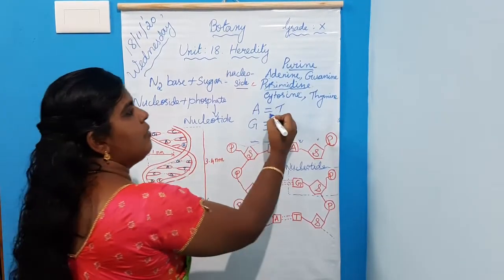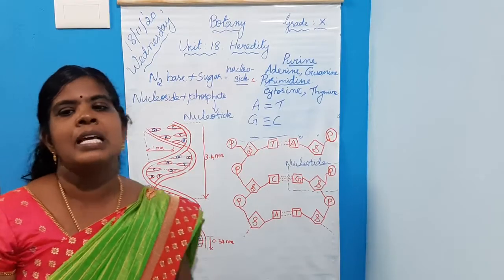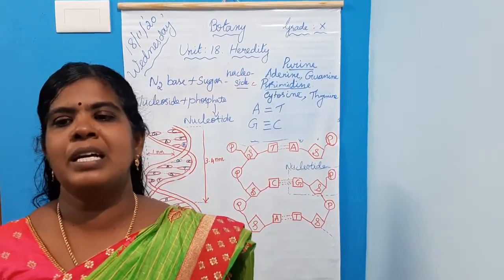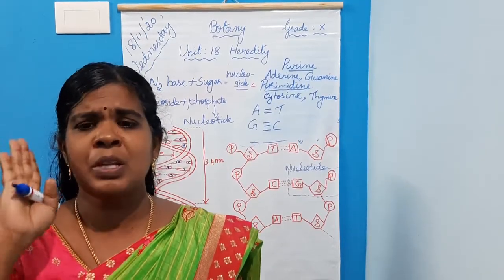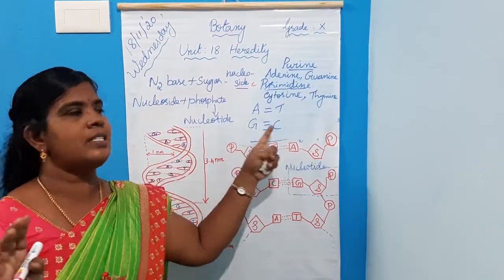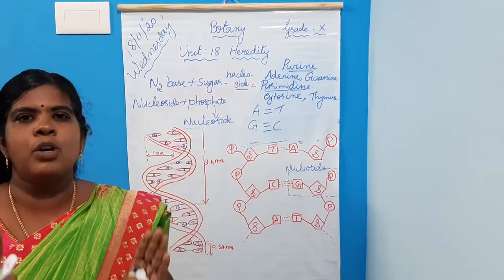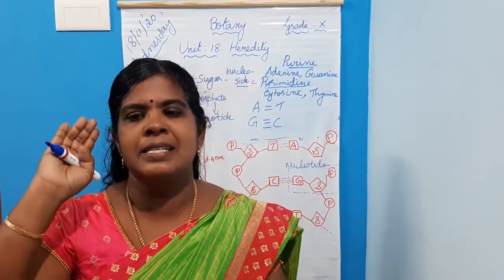Adenine pairs with thymine with 2 hydrogen bonds. Guanine always pairs with cytosine with 3 hydrogen bonds. Hydrogen bonds between the nitrogenous bases make the DNA stable.